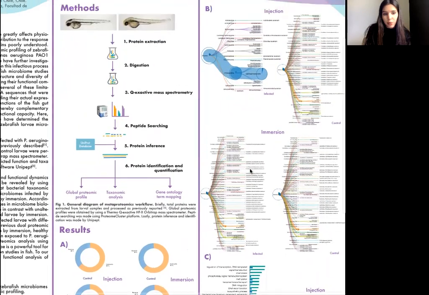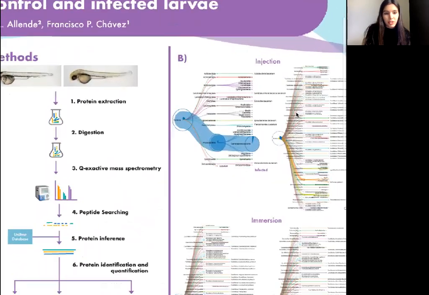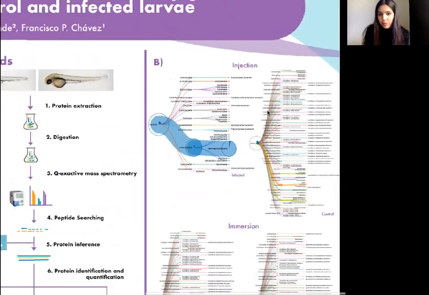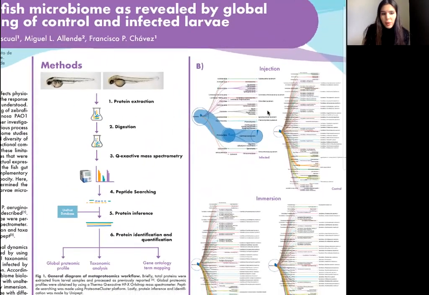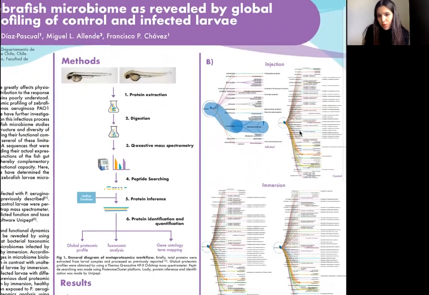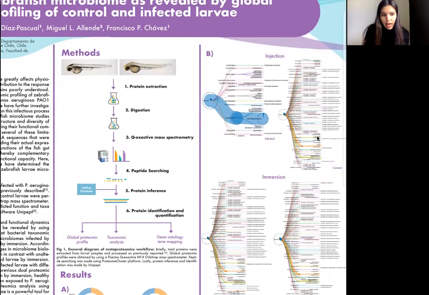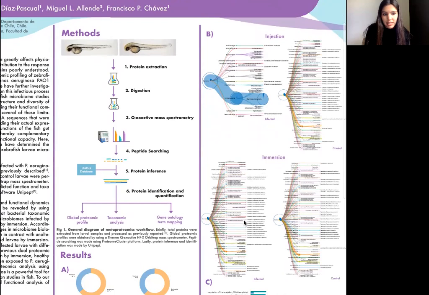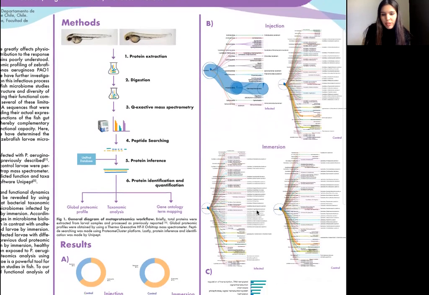And secondly, we can see the taxonomic diversity here. Here we can see a quite similar diversity in both control samples, but we can also see that in the case of infection by injection, the diversity dropped down drastically. But what is interesting here is that when they were infected by immersion, there's not a big change in the diversity of the taxa found.